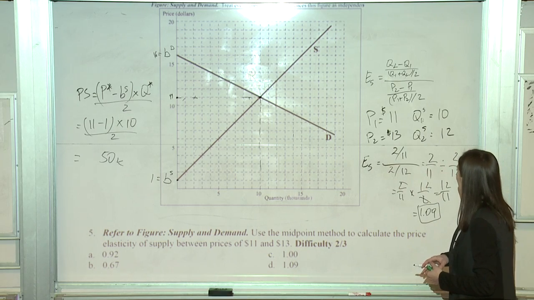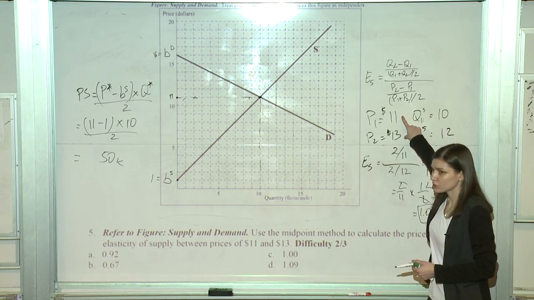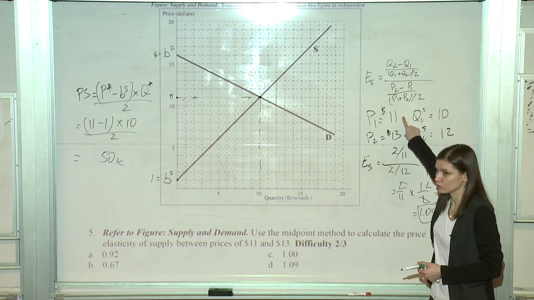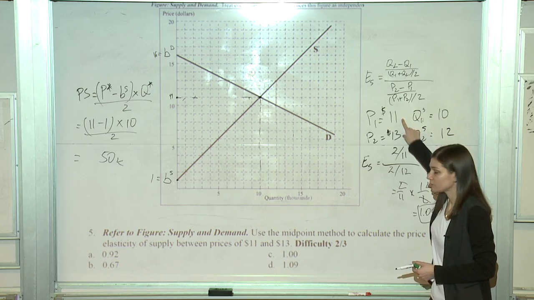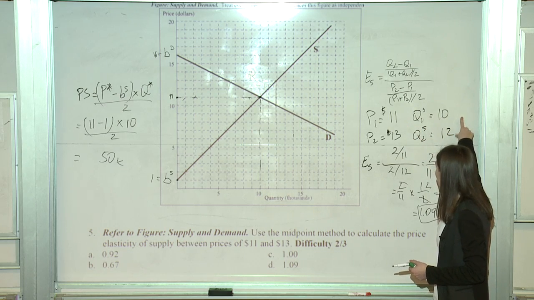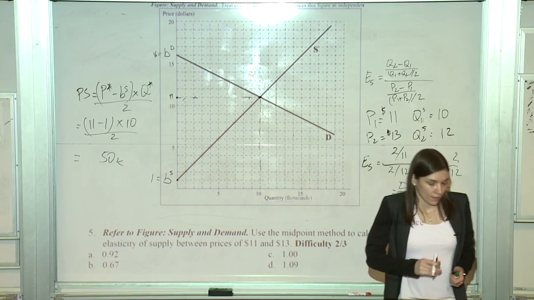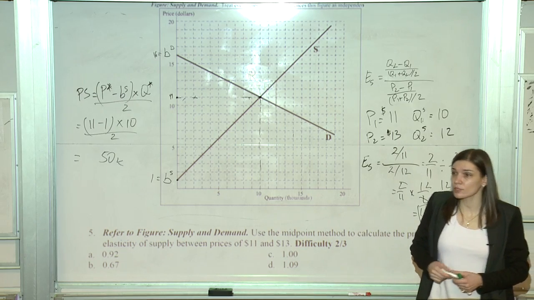The question is, how did I get the average? Well, the average between 11 and 13 is 12. You add them, divide by 2. And the average of Q1 and Q2 would be 11 because you add them and divide by 2. All right, any other questions? Yes?